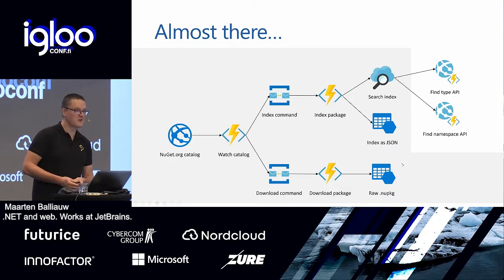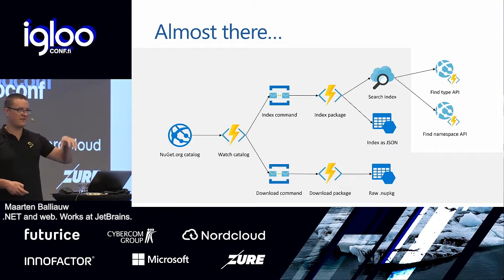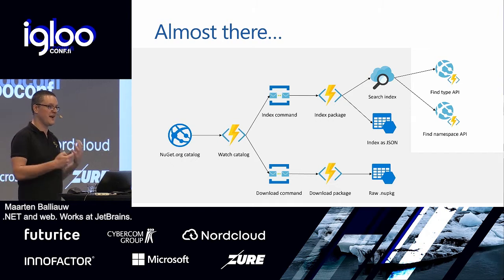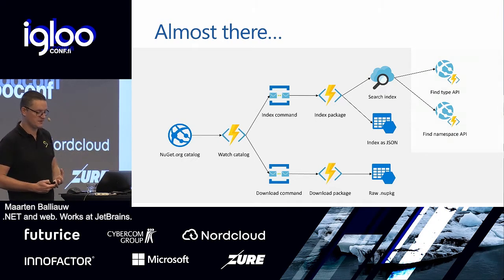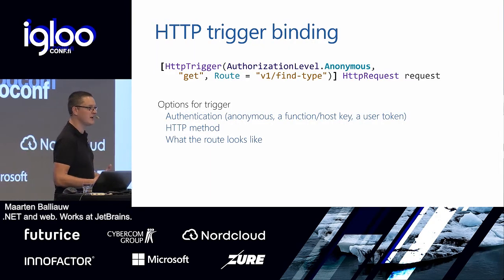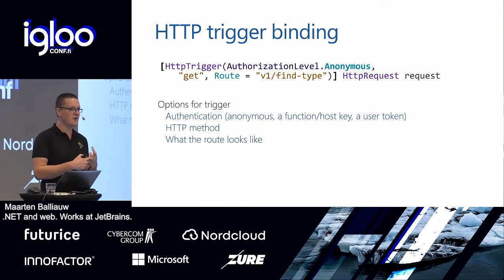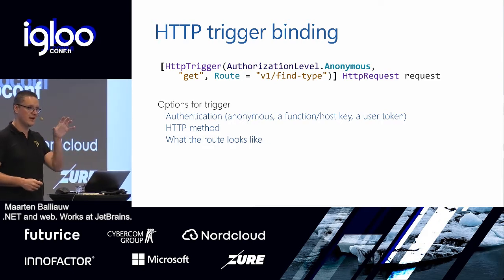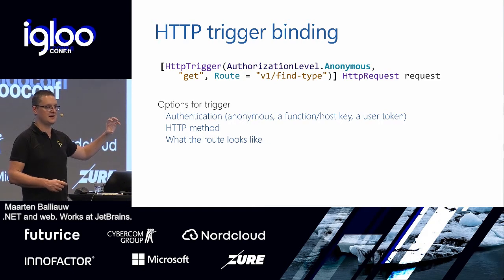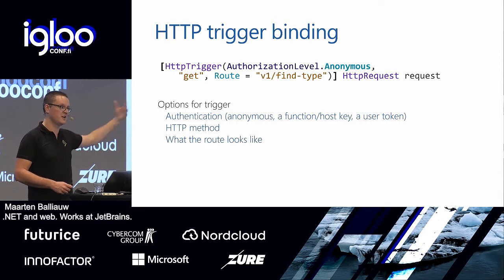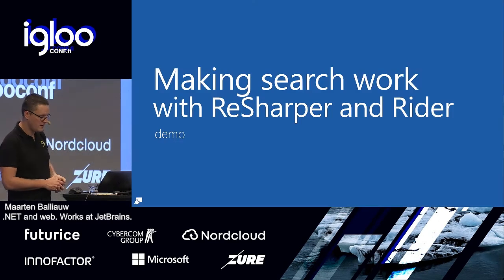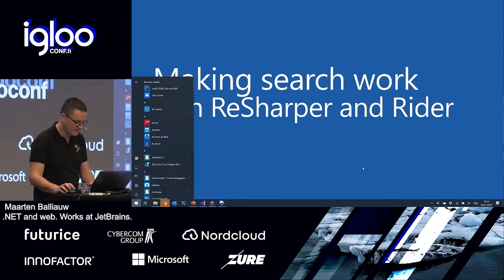One more thing. We're almost there. We have the indexer, we have the catalog watcher, we have the downloading, and so on. All we now need is the actual find type API that ReSharper can use. So let's build that, and we can do that using an HTTP trigger binding. Again, I'm creating some sort of an API on Azure Functions, but think of this as an HTTP request message coming in, input, you doing something with it, and then providing output, which is going to be a JSON response that the API will return to the clients. So let's make this work with ReSharper and Rider.